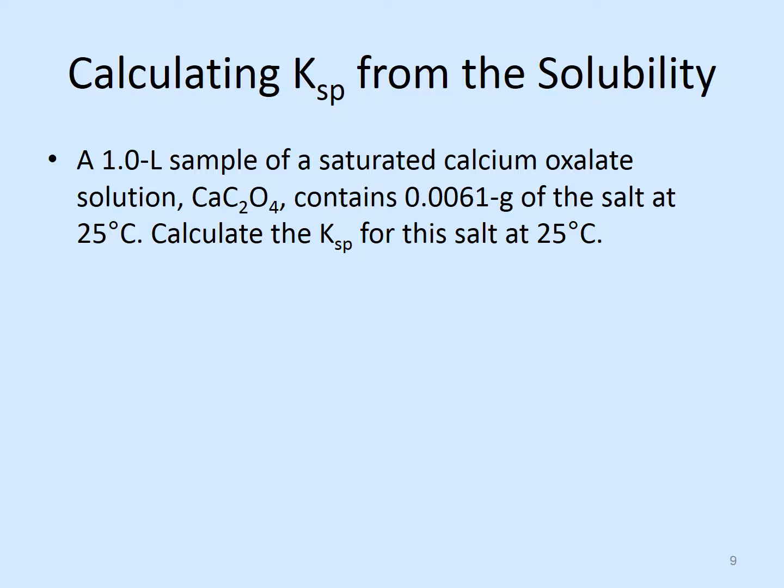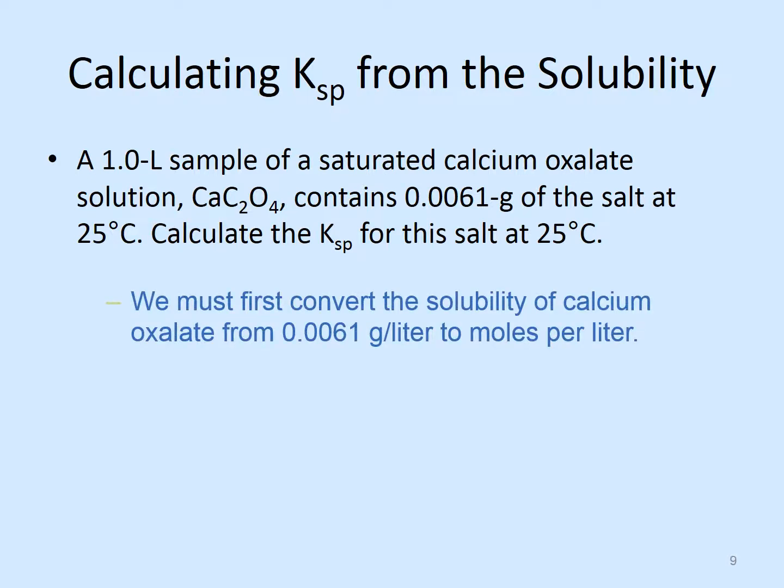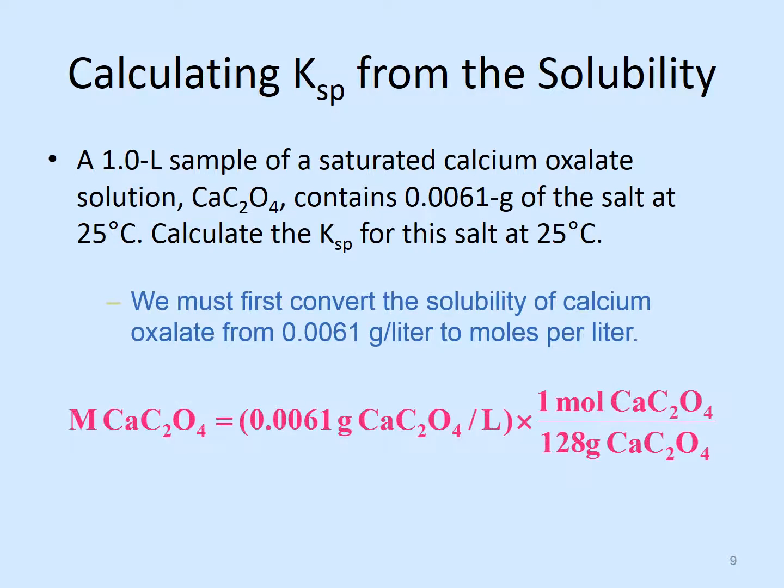So there's a few things that you have to do. The first thing we have to do is convert solubility to moles per liter, if it's not already given to you in moles per liter, because remember that in the equilibrium expression, those brackets always mean molar concentration. So we have to convert it from grams to moles. 0.0061 grams of calcium oxalate per liter times 1 mole per 128 grams will give us the concentration in molarity, 4.8 times 10 to the minus fifth molar.